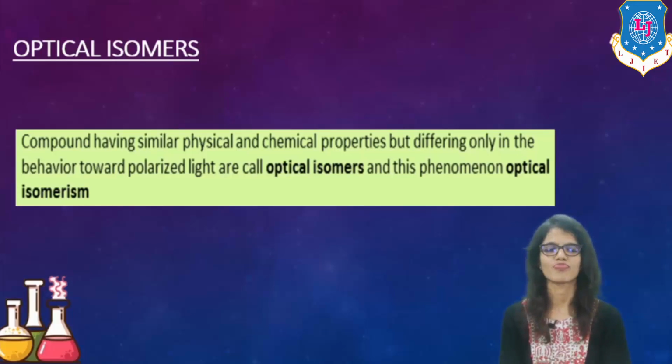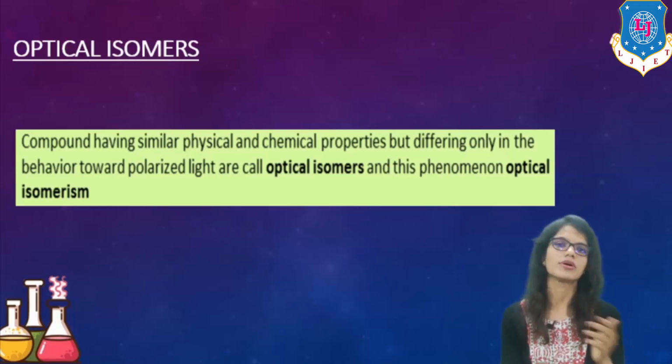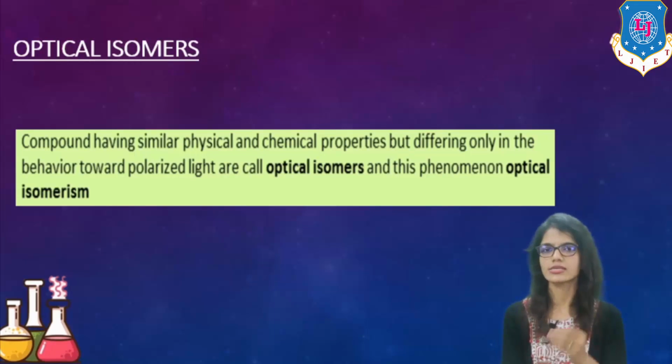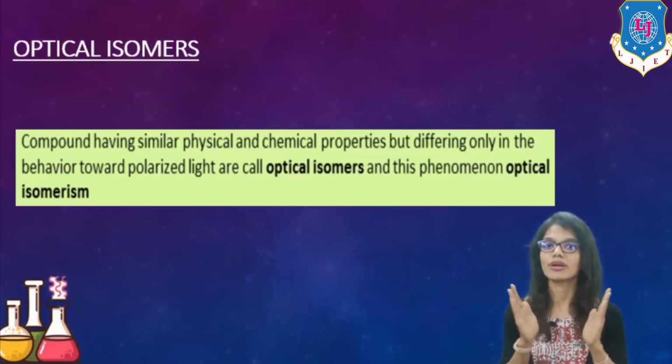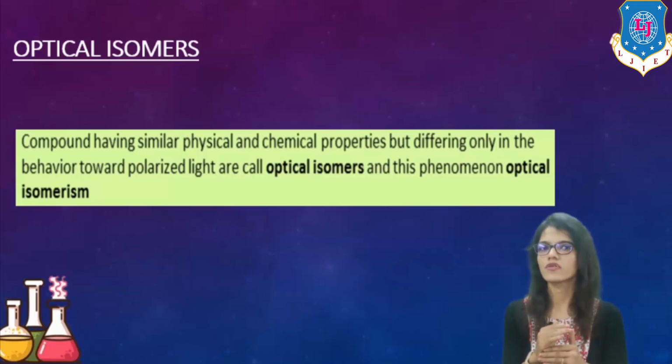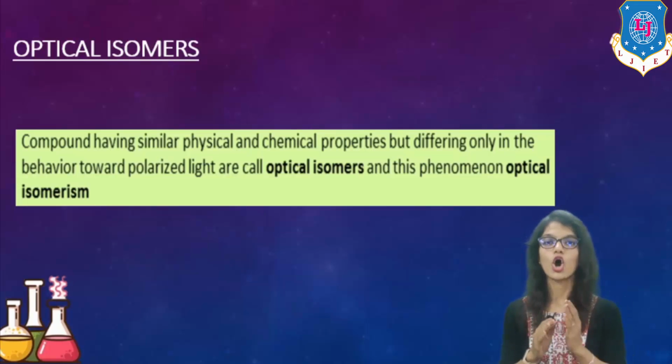Optical isomers: the compounds having similar physical and chemical properties, but differing only in their behavior towards polarized light, are known as optical isomers. And this phenomenon is known as optical isomerism. They have the same physical and chemical properties, but their behavior towards plane polarized light is totally different, and because of that, they are known as optical isomers, not normal isomers. Here we have to use the word optical isomer.